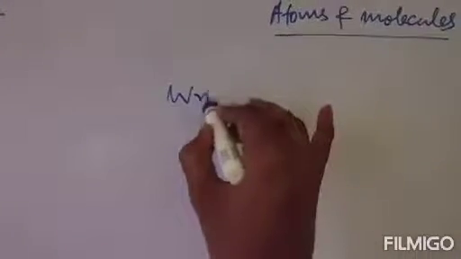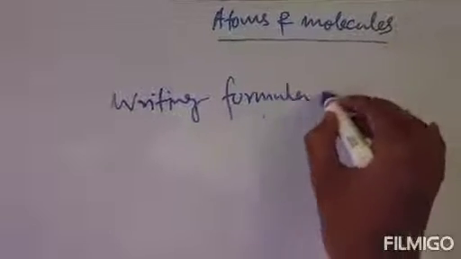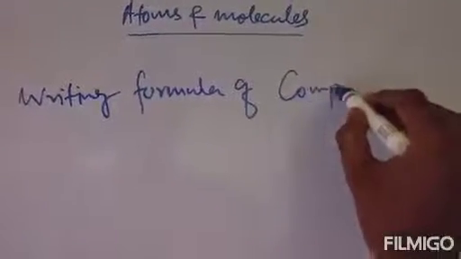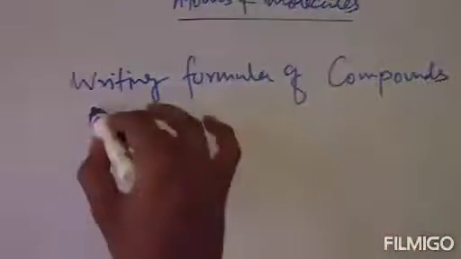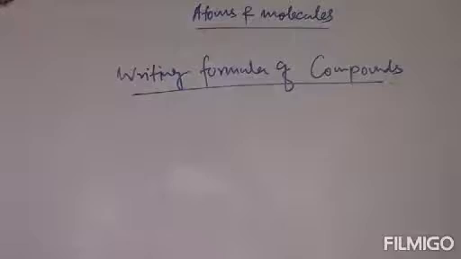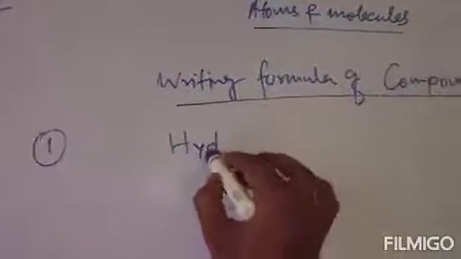Writing formula of compounds. A compound name will be given, and using that compound name we have to find out the chemical formula of that compound. So first, very simple, I will start with a simple example. Suppose hydrogen chloride, number 1 given, hydrogen chloride.